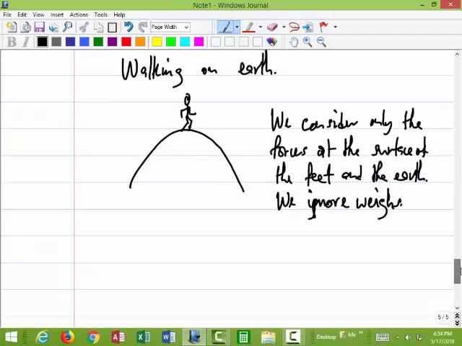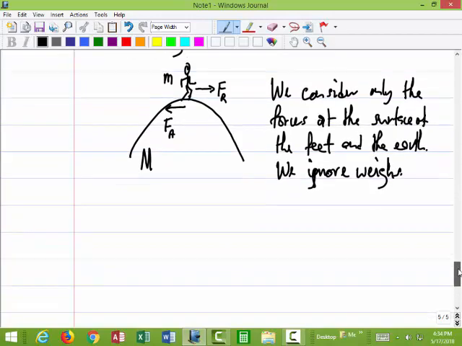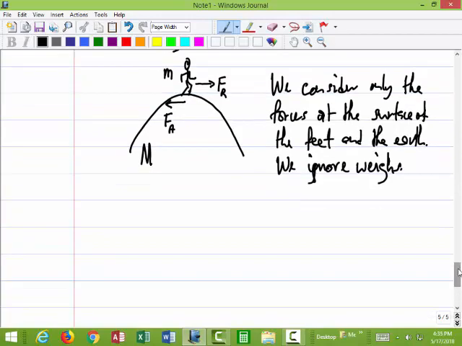So in this case, we can see that as the person is walking on the earth, the person pushes on the earth with a force which we shall call the action force, and in reaction to that, the earth pushes on the person with a force which we shall call the reaction force. This person has a mass lowercase m, and the earth has a mass uppercase M. So we've identified the action and reaction forces on this system of the earth and the person by using Newton's third law.